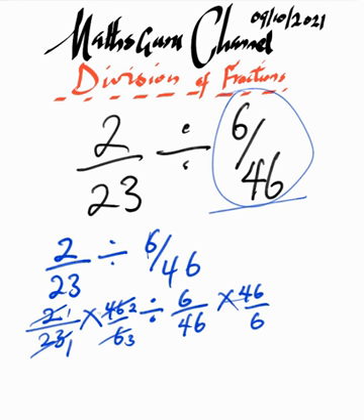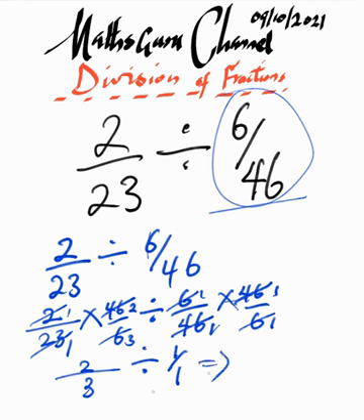If we multiply this side out, we're going to have 1 times 2, which is 2, over 1 times 3, which gives us 3. Divided by 6 in 6, 1. 46 in 46, 1. 1 times 1 over 1 times 1 is 1. So we are going to have 2 over 3 divided by 1 is 1. And any number divided by 1 is the same number.